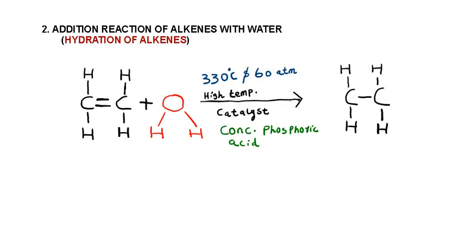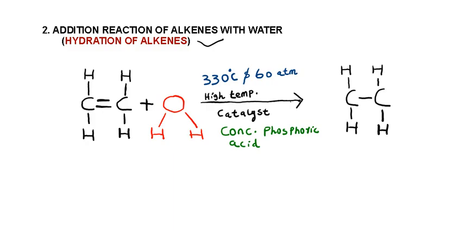Now, let's look at the addition reaction of alkene with water. And we call it hydration of alkenes. Now, look at what happened here. How many carbons do we have in this compound? We have two carbons, 1 and 2. Therefore, we call it eth.